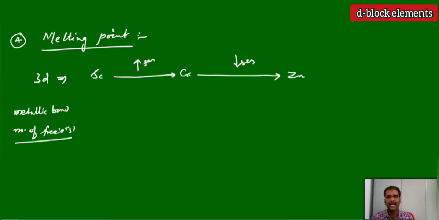And we know that from scandium to chromium, you observed configurations d1, d2, d3, up to d5 configuration. This means the number of unpaired electrons is increasing from scandium to chromium, meaning the number of free electrons increases. As the number of free electrons increases, metallic bonding increases. As the metallic bonding increases, ultimately the melting point increases. So here to here we can observe an increase in metallic bond.